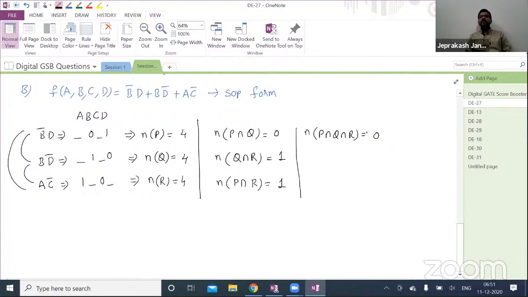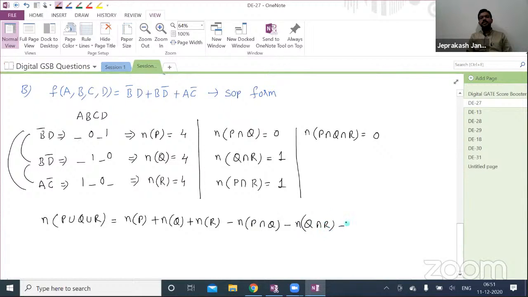I hope you learned this particular formula in mathematics in school, 8th to 10th class, on sets and unions. Number of P union Q union R is equal to number of P plus number of Q plus number of R minus number of P intersection Q minus number of Q intersection R minus number of P intersection R plus number of P intersection Q intersection R. Are all of you familiar with this formula? Please respond.